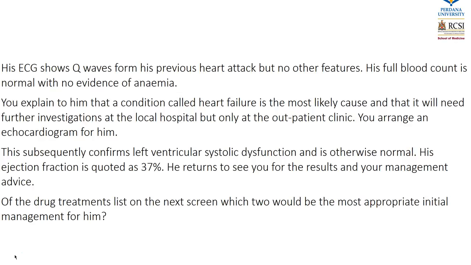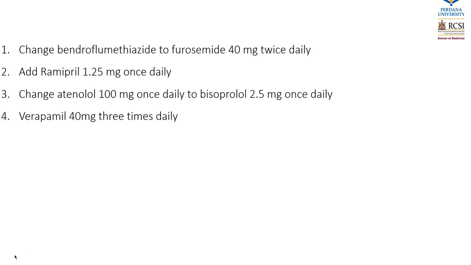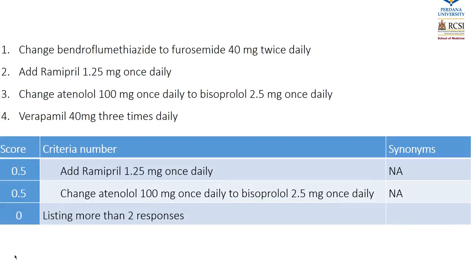Of the drug treatments listed on the next screen, which two would be the most appropriate initial management for this man? The choices are: change bendroflumethiazide to furosemide 40 mg twice daily, add ramipril 1.25 mg once daily, change atenolol 100 mg once daily to bisoprolol 2.5 mg once daily, or add verapamil 40 mg 3 times daily. The correct choices are to add ramipril 1.25 mg once daily, and change atenolol from 100 mg once daily to bisoprolol 2.5 mg once daily.